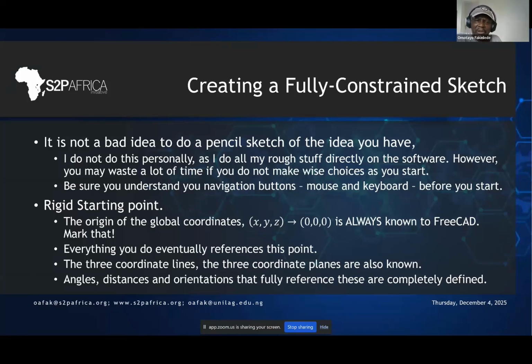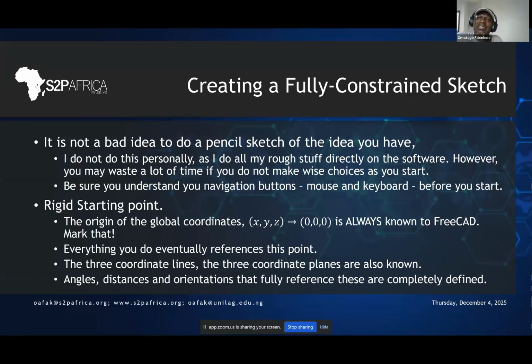Have a rigid starting point. Make the origin of global coordinates 0,0,0, which is always known to FreeCAD. So mark that, because everything is eventually referred to that. You also have your coordinate lines and the coordinate planes. They are also known. So when you take your references from the coordinate point, the coordinate lines, and the coordinate plane, it is very easy to fully constrain your drawing. And anytime a drawing is constrained, every point on it becomes a reference. If you make references to any point on it, that will also fully constrain other drawings. So that is how you build up your constrained drawings.